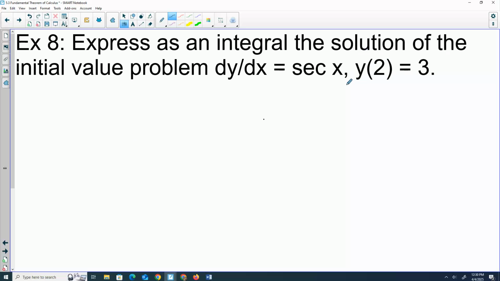The solution to this is called an initial value problem. So it's saying dy/dx is equal to secant x, y of 2 equals 3. Alright, but I am solving this as an integral. So I don't even have to have an actual value of x or anything that I'm solving. I'm writing an integral. dy/dx is the derivative, right?